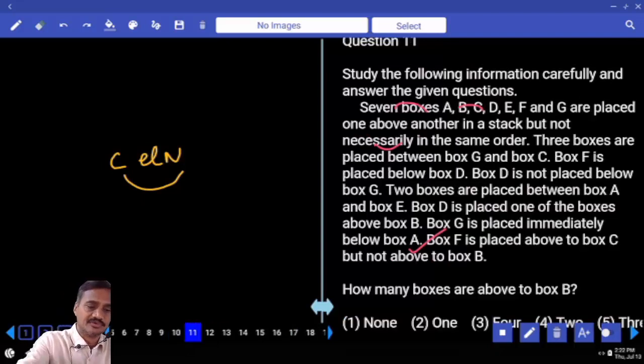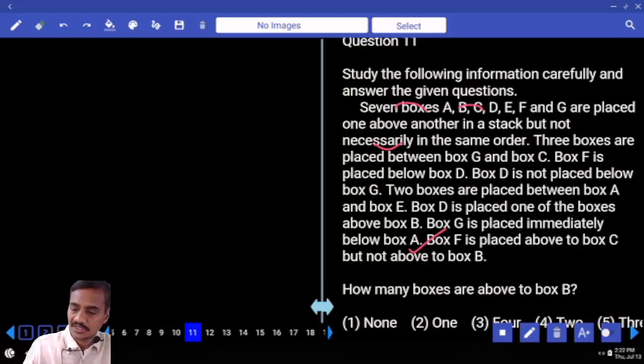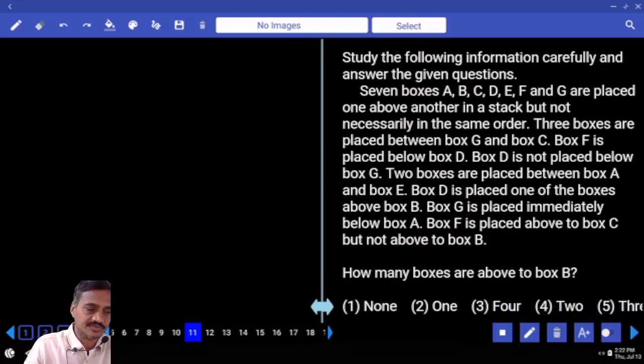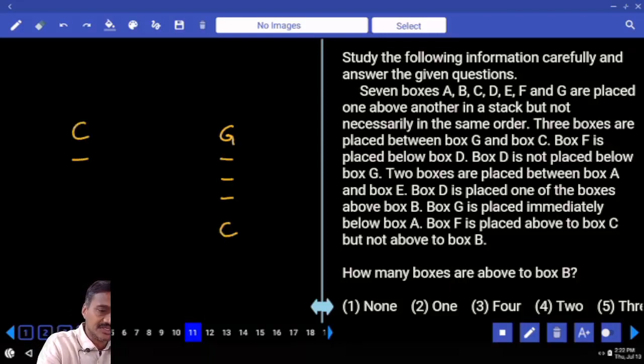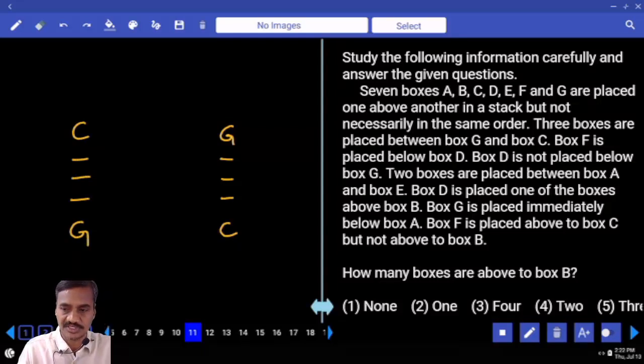Then next one, 11 onwards. Now 11 onwards, it is based on boxes. And how many boxes are there? 7 boxes. Now they are staggered one above the other. And there are 3 boxes between G and C. Now in between G and C, how many are there? 3. Now G, 1, 2, 3, C is there. 1 possible. And in the second case, C is here, 1, 2, 3, G is here. Now 3 boxes between G and C.